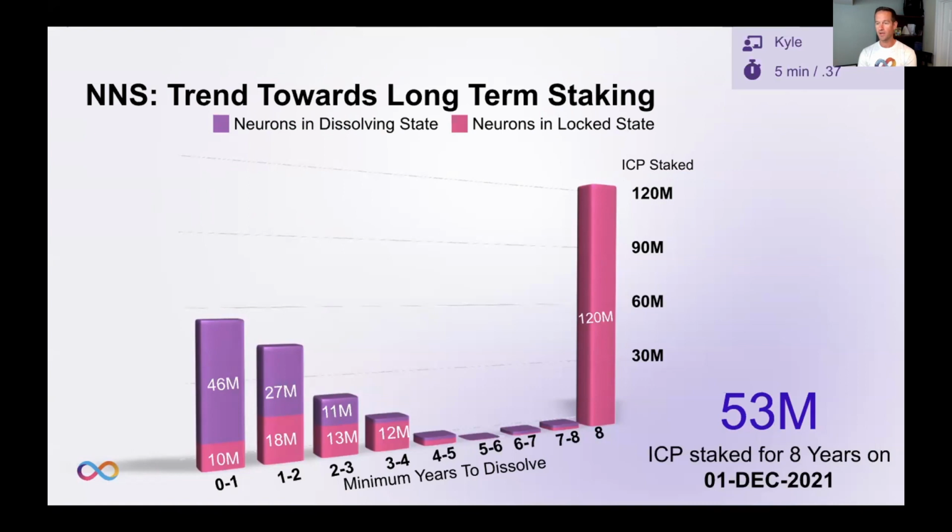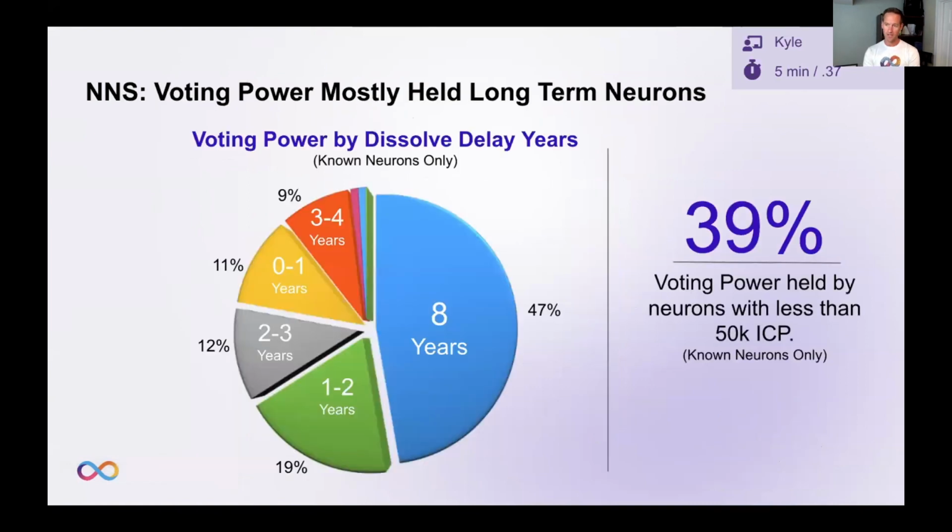If we go to the next slide, I'll show you the effects of that. So here's a pie chart showing voting power on the NNS today based on the dissolve delay. And this is for known neurons only. So these are neurons whose neuron ID has been searched for on the public dashboard. And you see quickly the amount of voting power held by longer term dissolve delay neurons is significant. It's the majority. And so there's certainly a trend on the NNS towards voting power being held by participants who have a longer term commitment to the Internet Computer.